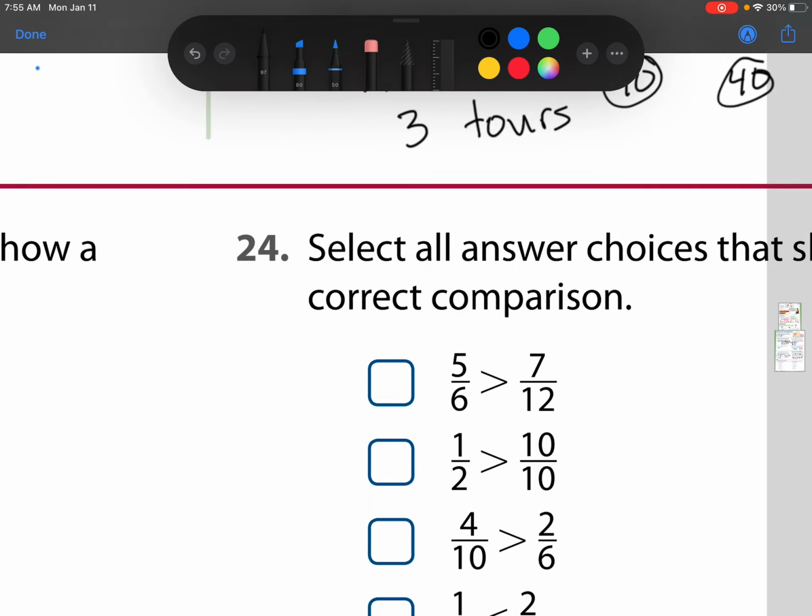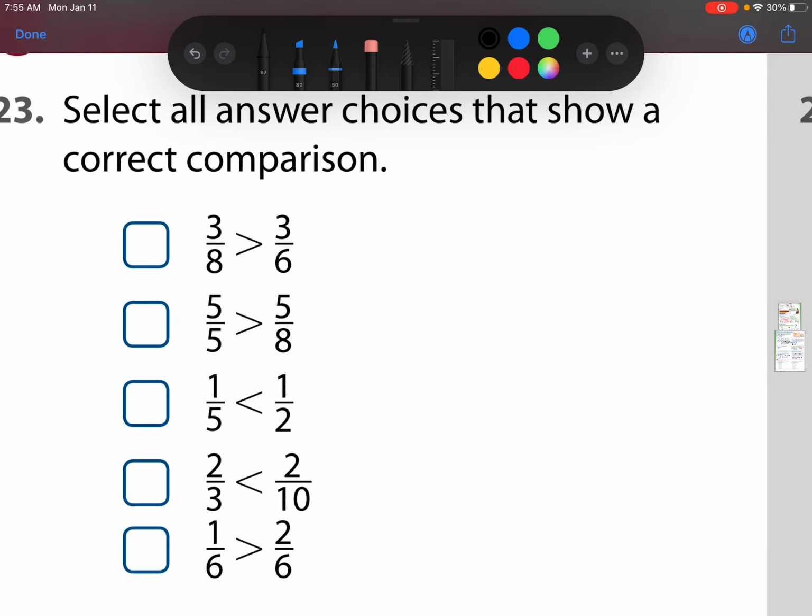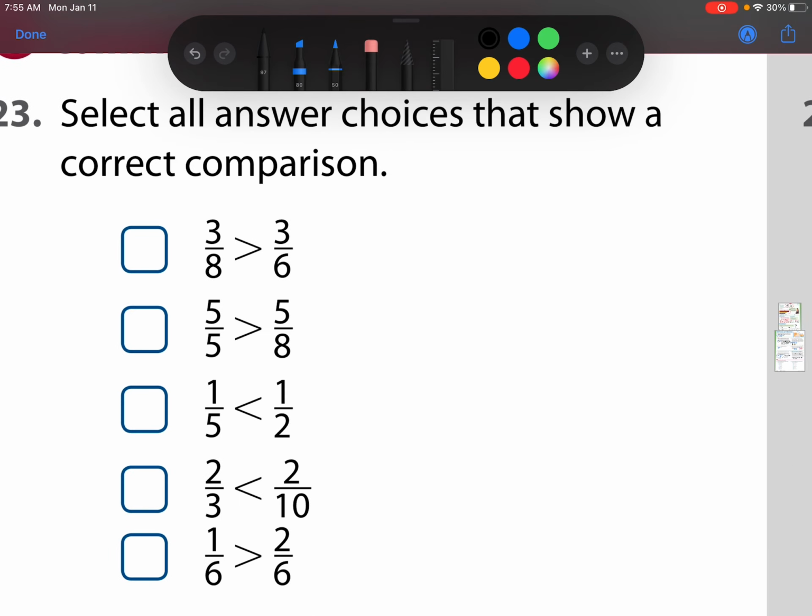And our last one, or our last row. Select all the answers that show a correct comparison. So we have to compare 8 and 6 first. We have to find that least common multiple. So we have 6, 12, 18, 24, and 30. And then for 8s, we have 8, 16, 24. So what's my common multiple? My least common multiple is 24.